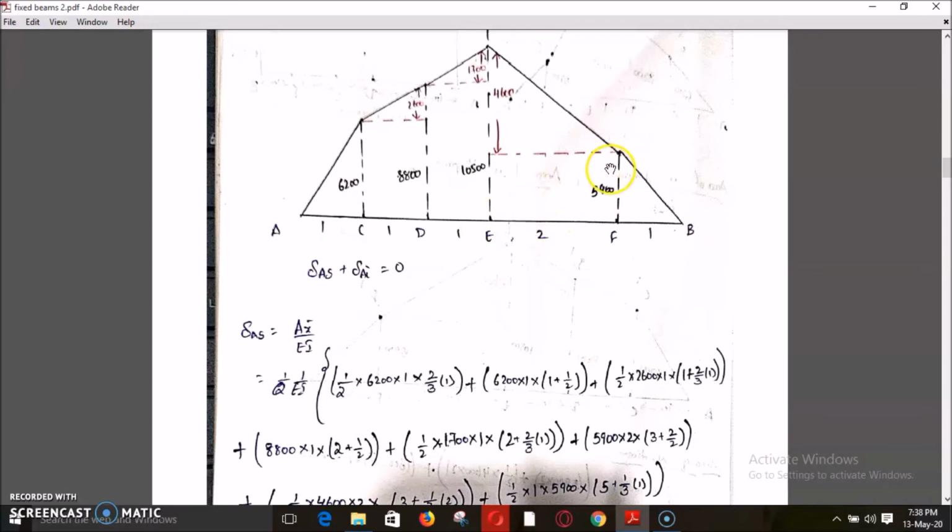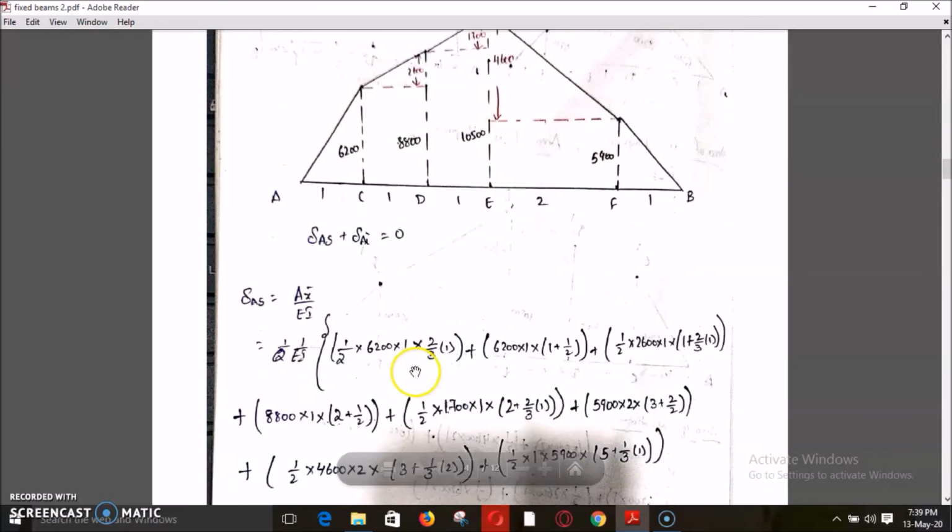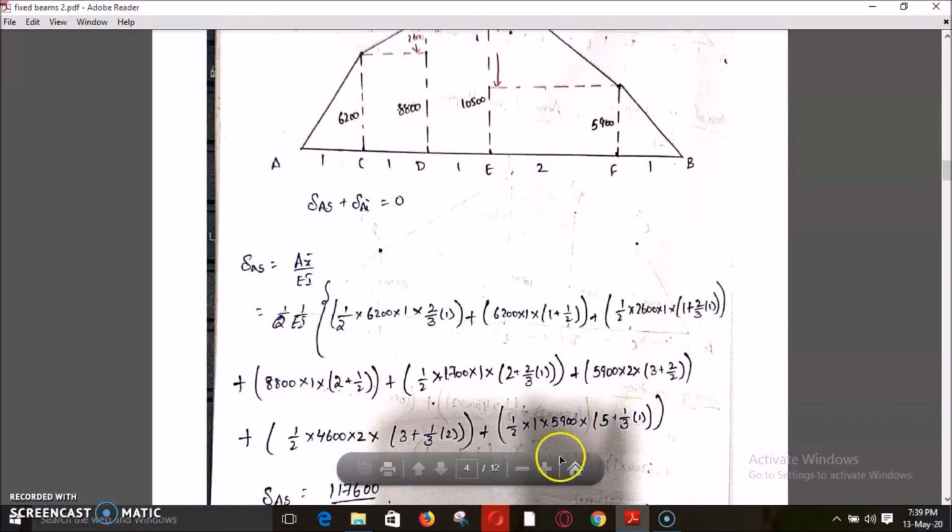And for this section it is 5900 into 2 is the area, and X bar is half of 2, that is 1. From here it is 3 plus 2 by 2. And for this triangle it is half, base is 2 into 4600 is the area, and coming to the X bar value, from here it is 1/3 of the length, that is 1/3 of 2, but from here it is 3 plus 1/3 of 2. Similarly for this triangle it is half, base is 1 into height 5900, and the X bar value from here will be 1/3 of 1, from here it will be 1 plus 1 plus 1, 3, 3 plus 2, 5, 5 plus 1/3 of 1 is the X bar value.